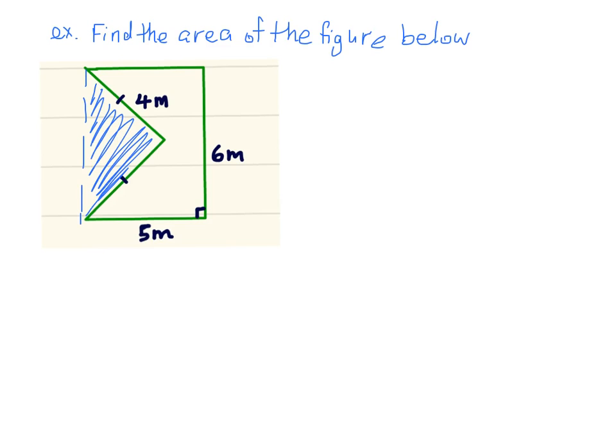So the area of the whole thing would be, well, the whole thing is a rectangle. So the area of the rectangle is equal to base times height, which we know the base is 5 and the height is 6, so the area of the whole thing is 30 meters squared. But if we need to take out the triangle, it's a little bit involved because we don't know the height of the triangle. We can, however, figure it out.